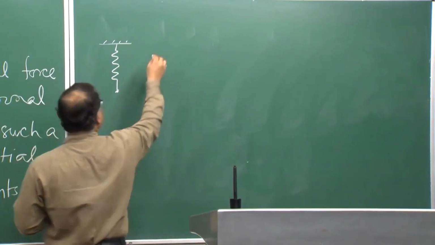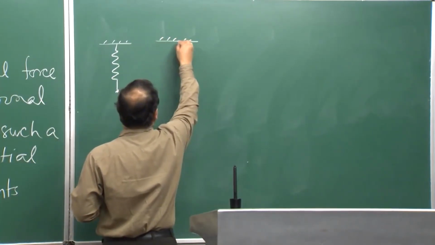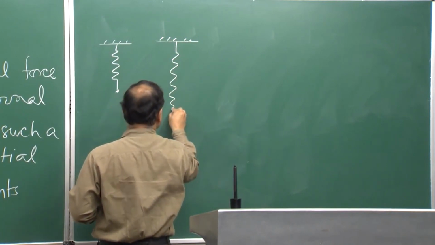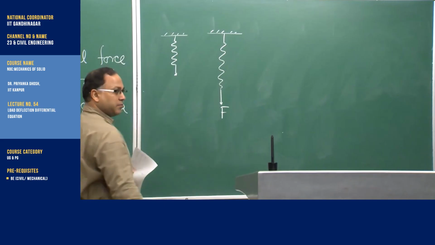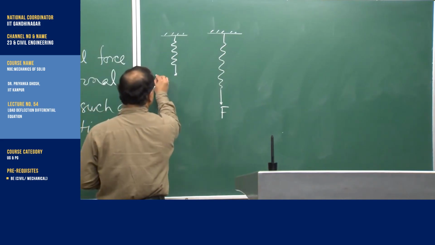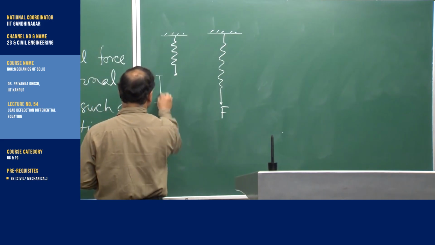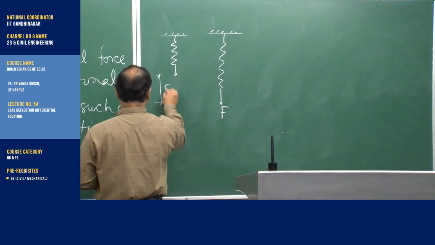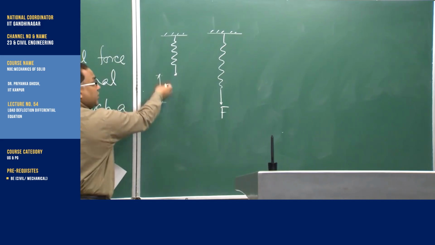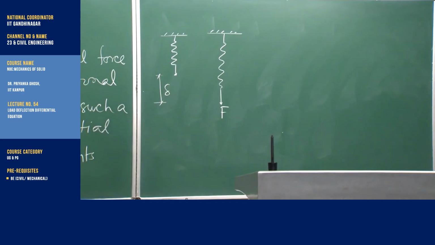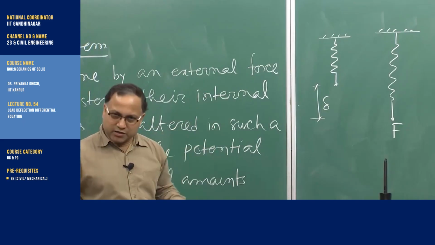Now, you are applying some force on the spring. So, this much of displacement can be observed due to the application of the force. So, this is the change or the alteration in the geometric state. So, the spring will be stretched out.